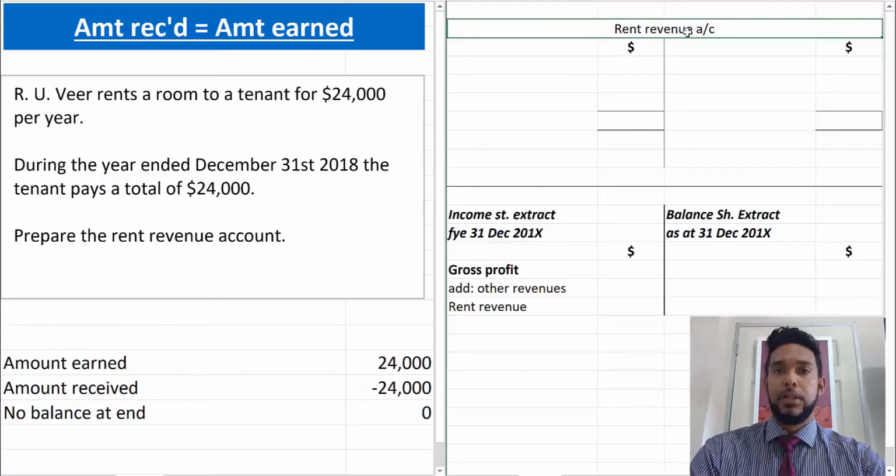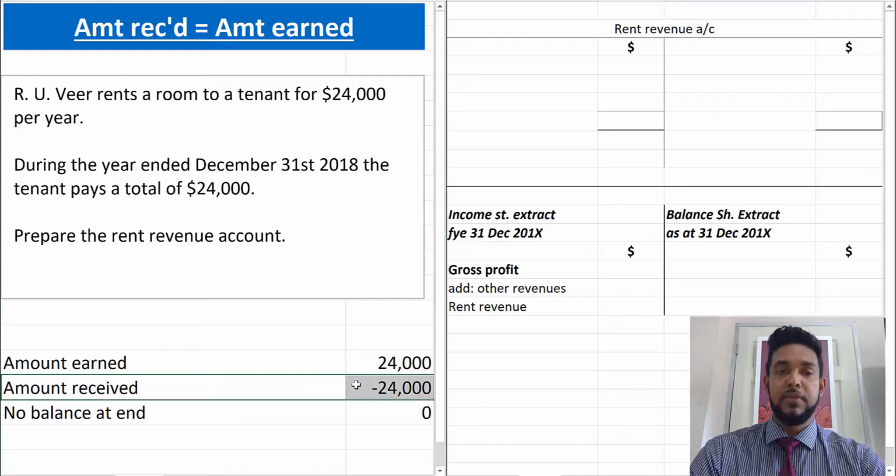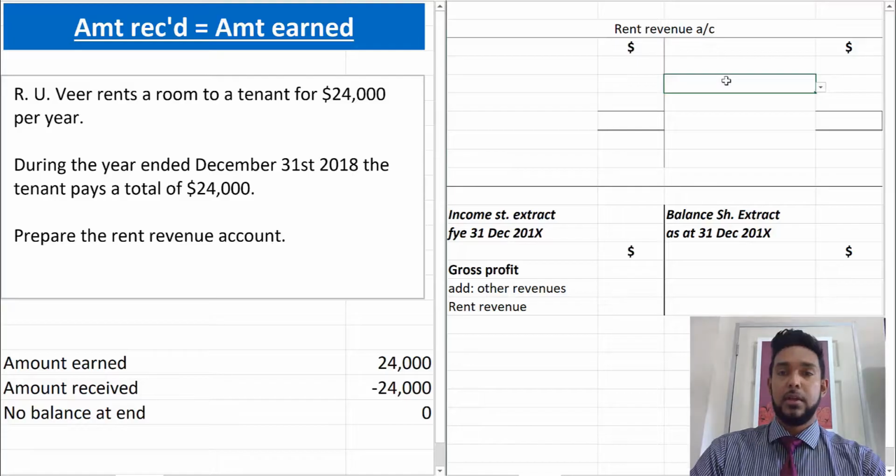Okay? So, now what goes on what side here? Now let's talk about the amount received, right? So the amount received would have gone to the cash book, and it would have gone on the debit side of the cash book because it was a receipt. So if it goes on the debit side of the cash book, guess what side it goes on here? It goes on the credit side. So we're going to credit here for $24,000.